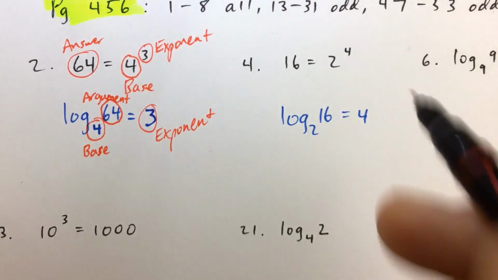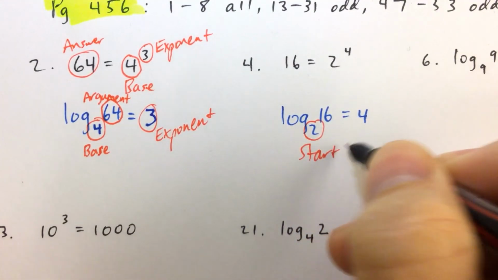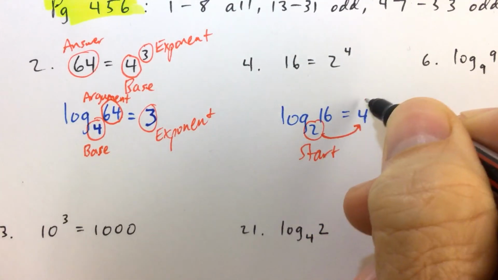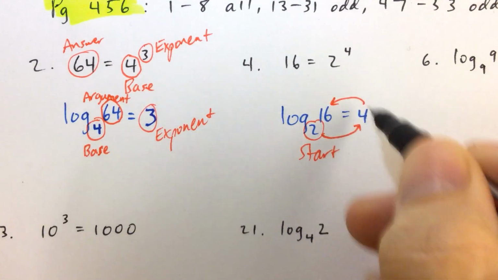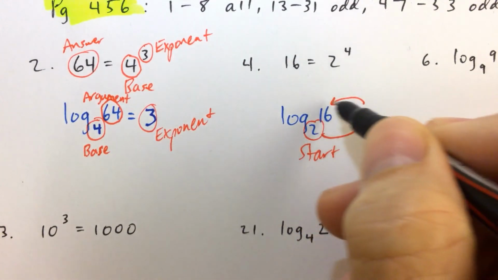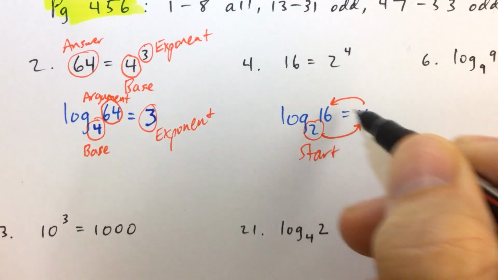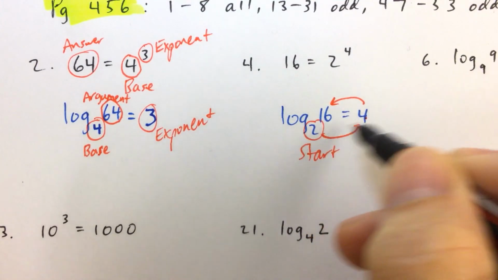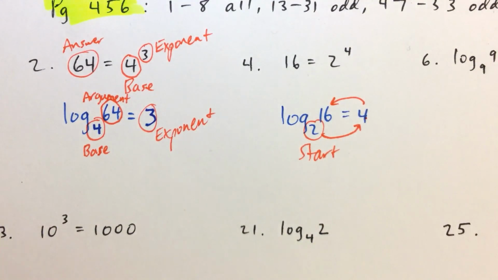That's another way you can look at it, by the way: this number is where you start and you have to get to the 16 through the 4. In other words, 2 to the fourth power is equal to 16. So if you think about it in terms of going counterclockwise, starting with the base, going through the exponent to get to the argument: base raised to the exponent is equal to the argument. And that's how you do numbers 2 and 4.